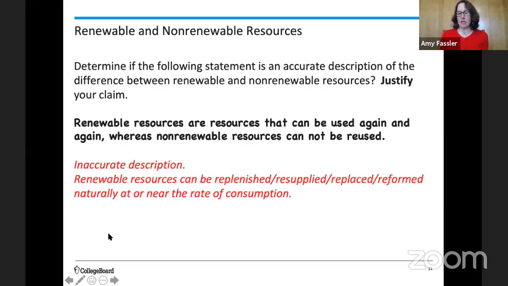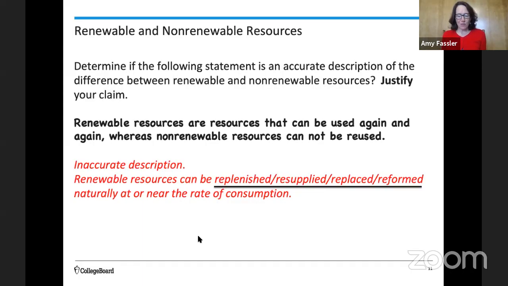So the key word in this description here is really this idea of being used or reused. I would say that it's an inaccurate description. Look at the terms, the vocabulary that I want to have on my note sheet to describe a renewable resource. It can be replenished or resupplied or replaced or reformed naturally at a rate at or near the rate of consumption. So remember, we talked about sustainable use of forests and wood as a fuel, and we'll look at wood again here in a minute. That is a renewable resource.